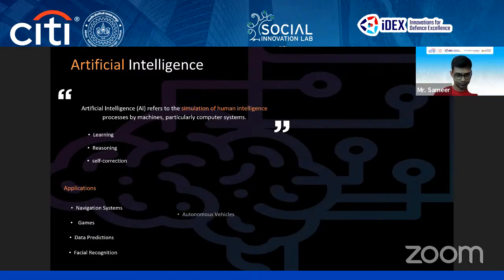Easy as that. Autonomous vehicles, you must be hearing a lot about Tesla and all those fancy autonomous vehicles nowadays. Again, autonomous vehicles are not new. None of these systems are new, right? So these have been around for a while.